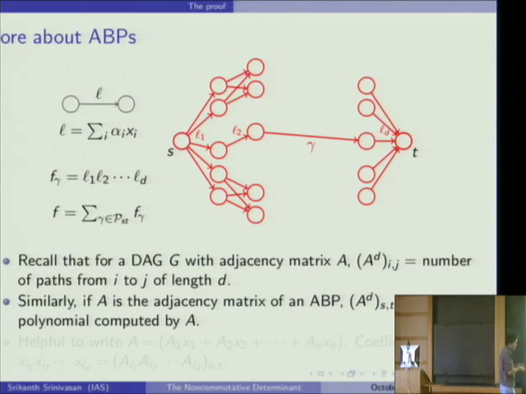Now if I start looking at the powers of this, if I look at A to the d, recall that this ABP has d plus 1 layers, so every path is of length d. If I look at the stth entry of A to the d, where s is the source and t is the sink, then this is exactly the polynomial computed by A. In computing the stth entry of A to the d, I look at every path from s to t and sum up.